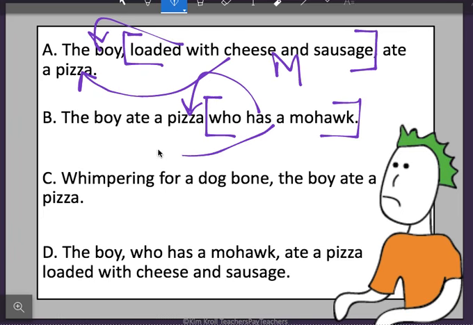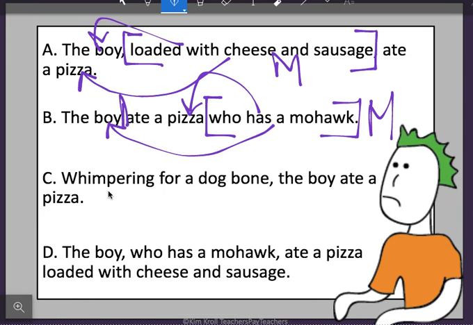So we want it to be modifying the boy, right? We want the boy to have the mohawk. So again, this is misplaced because it makes it sound like the pizza has the mohawk instead of the boy because they put the modifier here next to the word pizza instead of right here next to the word boy.